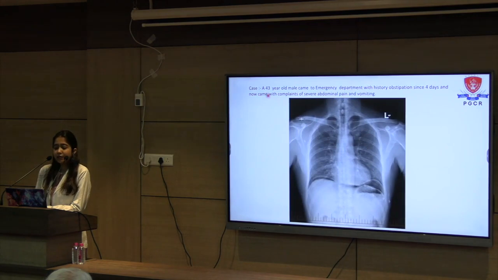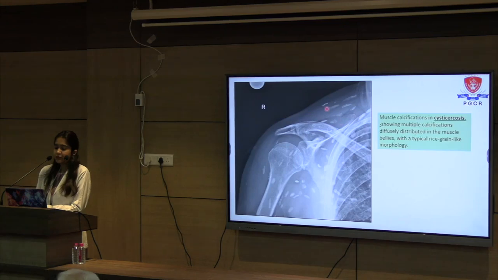So this is the case of a 40-year-old male who came to the emergency department with history of obstipation since 4 days and now came with complaint of severe abdominal pain and vomiting. To report this. So this is a chest radiograph which is showing multiple calcifications distributed in the muscle bellies with typical rice grain appearance, which is suggestive of cysticercosis.